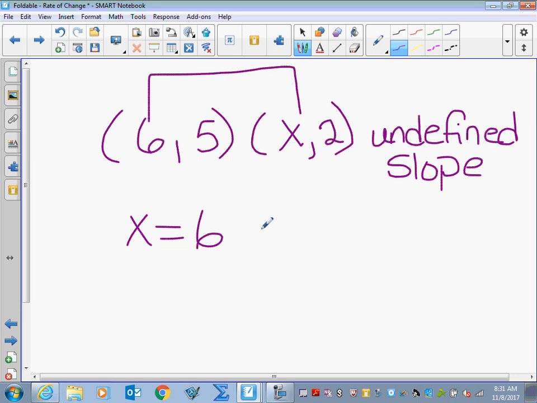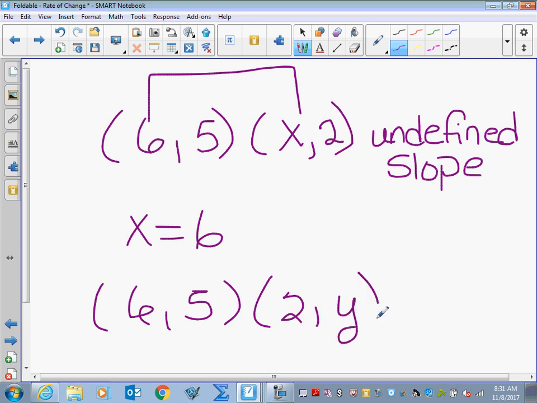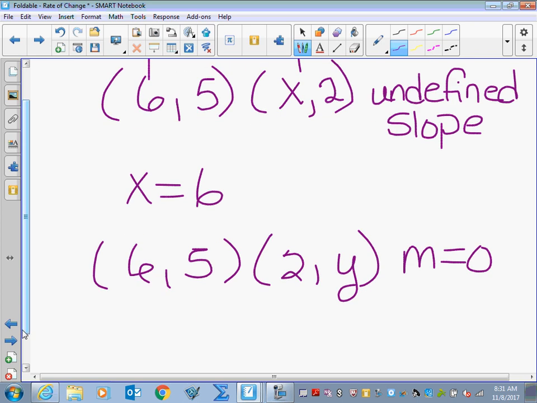Okay, and then of course, if you had this, and I said the slope was 0, what's my answer for y? y equals 5. The y's are the same. So that's something that you're going to have to remember. Okay, so if the slope is 0, the y's are the same. If the slope is undefined, the x values are the same. Okay, that's good to remember because you'll run across that too tonight.